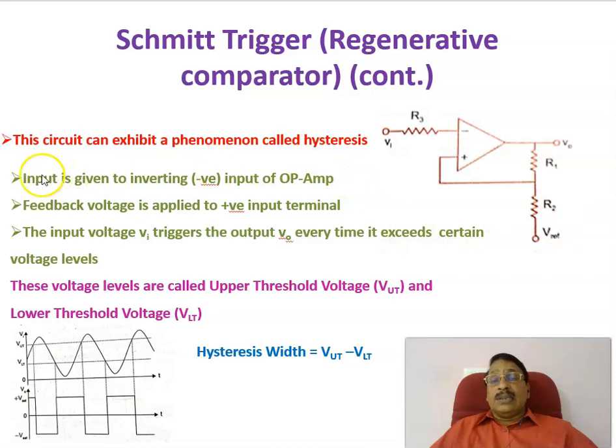This is a Schmitt trigger circuit in which the circuit can exhibit a phenomenon called hysteresis, that we will be seeing later. To explain the hysteresis, say this is the input voltage that is given at this point. Vi is a sinusoidal voltage, and there are two reference voltages, an upper threshold voltage and a lower threshold voltage, VUT as well as VLT. If the input voltage is more than the upper threshold voltage, then the output will be changing from plus Vsat to minus Vsat.